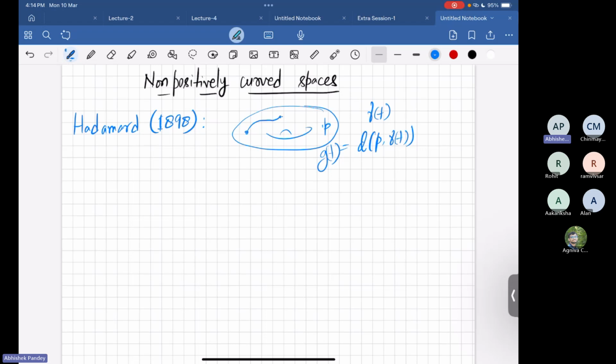This is a rough description of the observation made by Hadamard. Why I'm mentioning this: this is basically the foundation of the notion of curvature in metric spaces. Here, gamma is any geodesic joining 2 points x and y. I will make this precise later; I'm just giving a brief history of non-positively curved spaces.